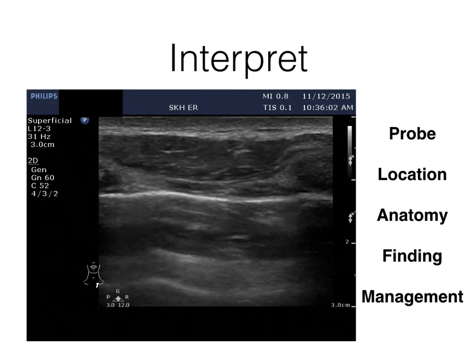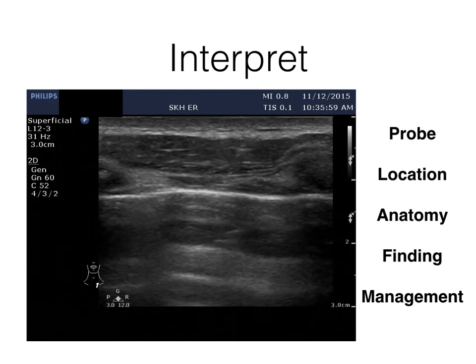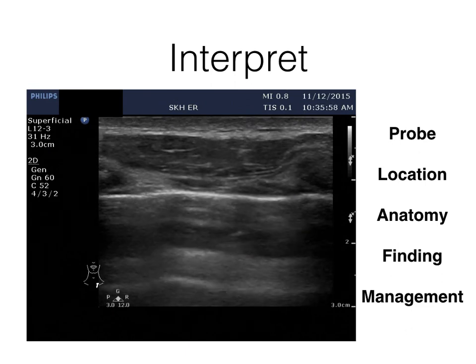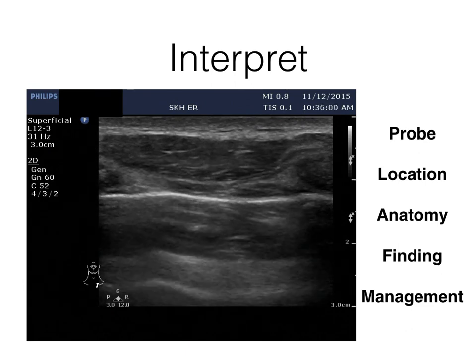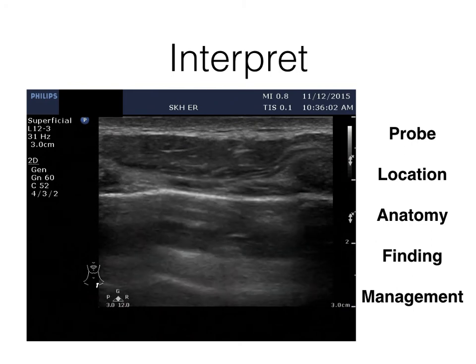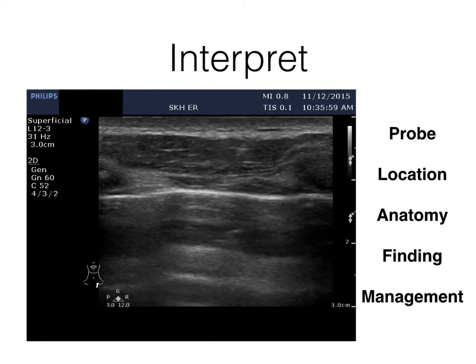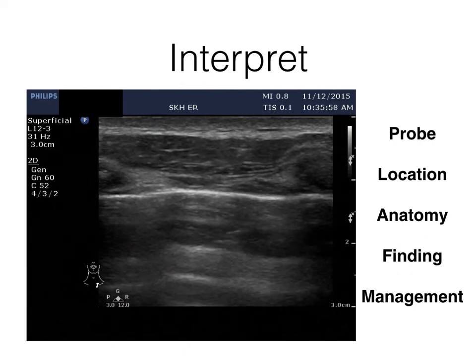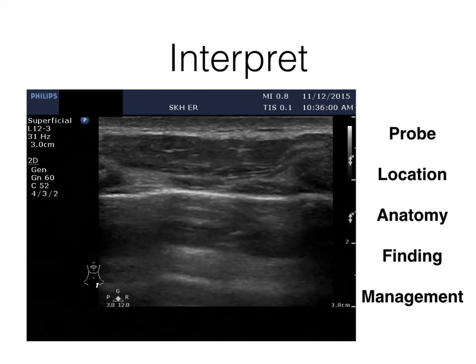Sliding, no sliding, lung pulse. Do you think that's really lung pulse? Is that pulsation? Not pulsation, right? But you can confirm that there's no sliding. No sliding. But what is this?